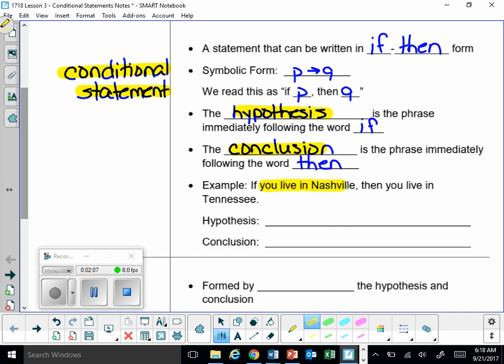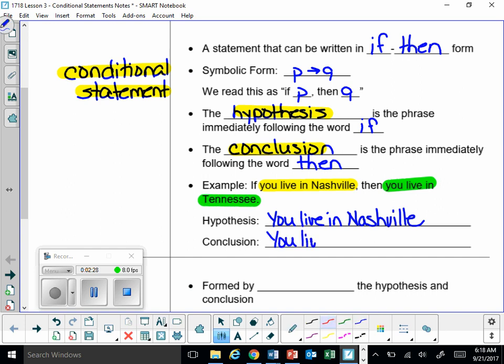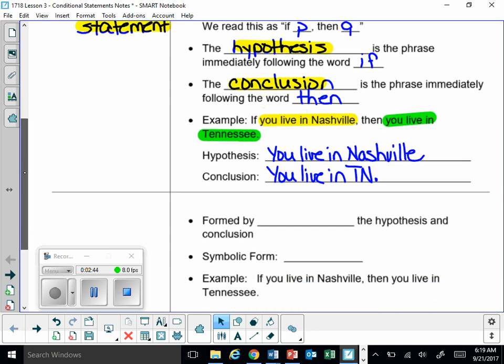The hypothesis comes after the word if, so it's going to be you live in Nashville. The conclusion is going to come after the word then, you live in Tennessee. Do not include the words if or then when you're naming the hypothesis and the conclusion. Okay, we leave those 2 words out when we identify those 2 pieces of the conditional.